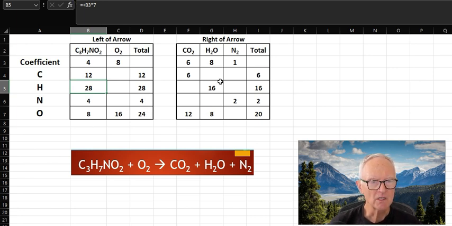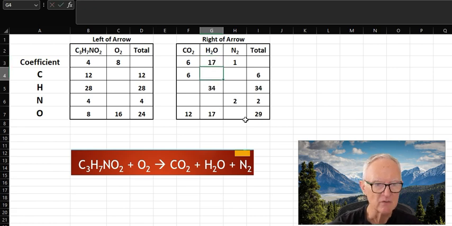All right, so we're working on hydrogens. Let's see if we can get the hydrogens in balance. We, of course, can if we go to 17. Oops, I'm sorry. If we go to 14 waters. Now we've got 28 hydrogens on the left and the right. All right, but now nothing else balances.